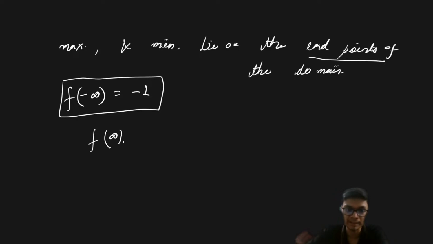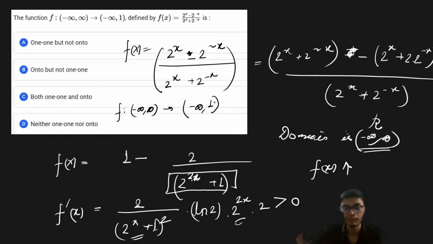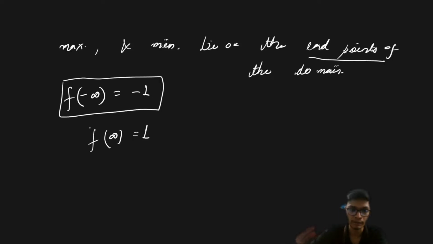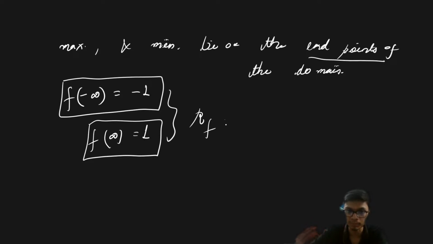Similarly, I will try to find the maximum value, that is, the value at infinity. So at infinity, if I put it again, 2 upon infinity is going to be 0. So therefore, you are having the value equal to 1, right? So at infinity, the value is equal to 1. So from here, the maximum and the minimum, you get the range as minus 1 to 1.